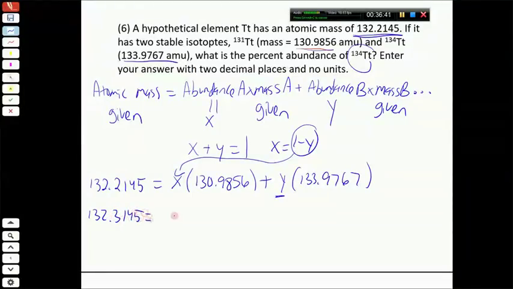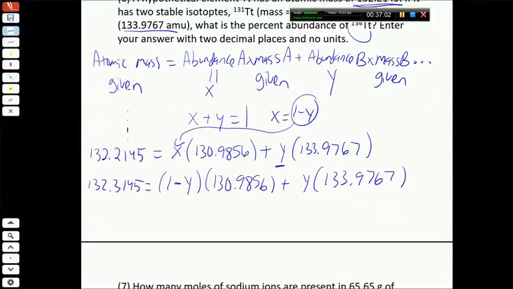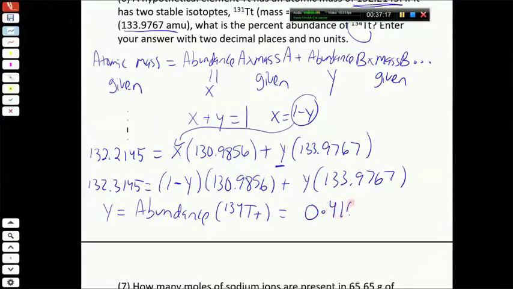132.2145, which is the atomic mass, is equal to the abundance of the first element, which is given as 1 minus the abundance of the second, 1 minus Y, times its mass. And then Y times 133.9767. And then you plug this into the magical algebra machine, which unfortunately you won't have available on the test. And so Y is the abundance of the 134 isotope, which is what we're looking for, which is 0.4109 when I did the algebra.